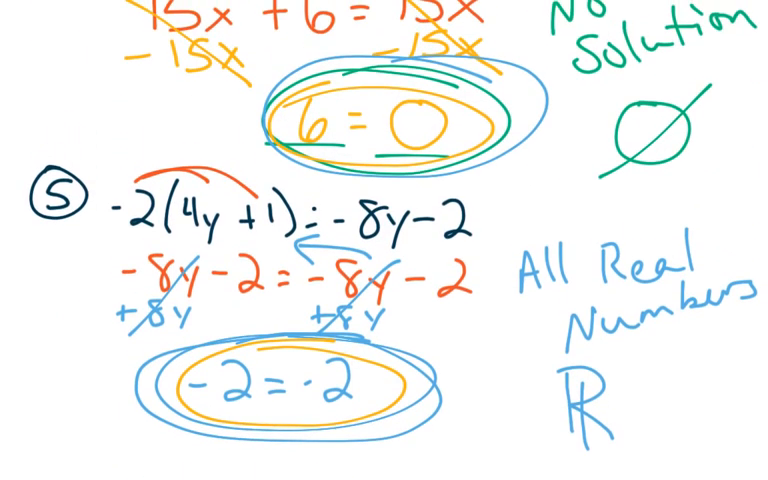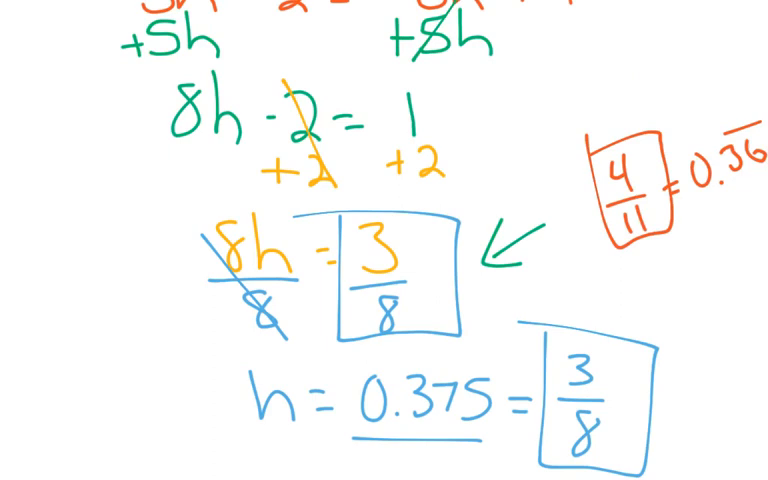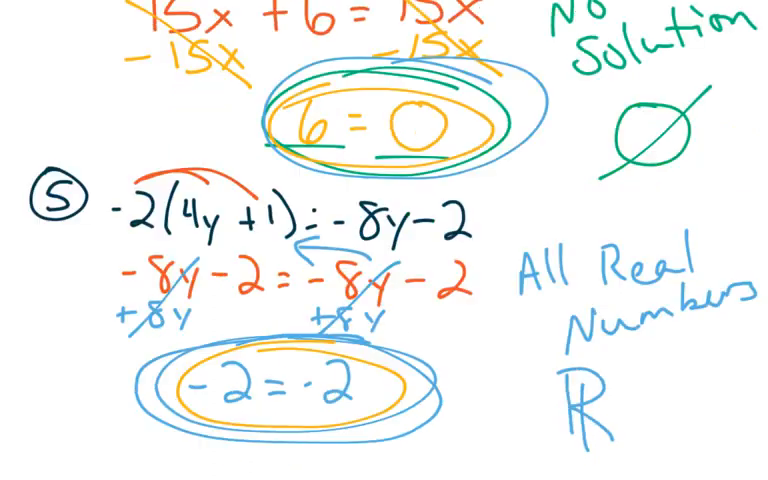But in these, there's no number in the first one, this one. There's no number that makes it work. And then every number makes it work for this one. Okay, so just be aware, if you run out of variables, you've got one of two options. You either got no solution or you've got all real numbers. If you have a variable at the end like this one, then you have only one answer.